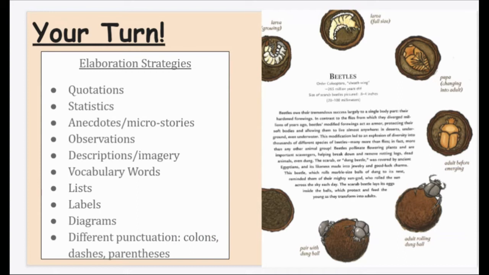So let's take a look now at this example from Ubiquitous, and you also have this printed larger in your writer's notebook. What are some of the strategies that are being used in Ubiquitous? Right, there's some labels and diagrams. It's diagrammed right out around the poem about beetles and some illustrations. All really great ways that you can elaborate on your work.